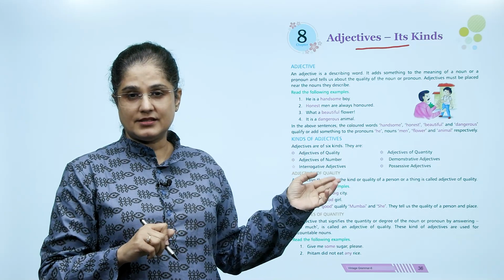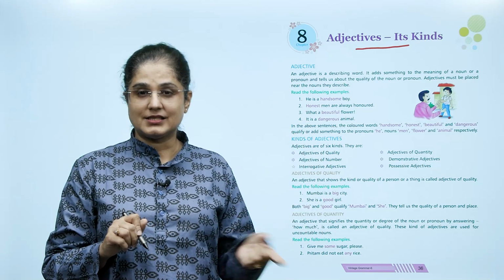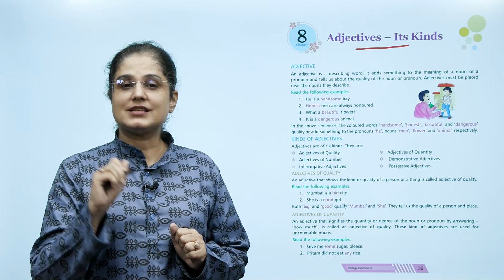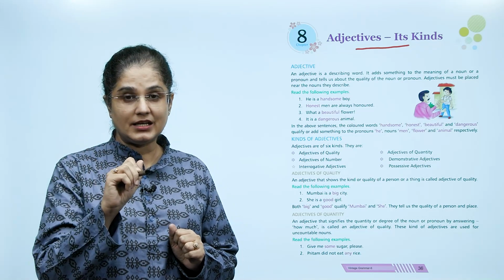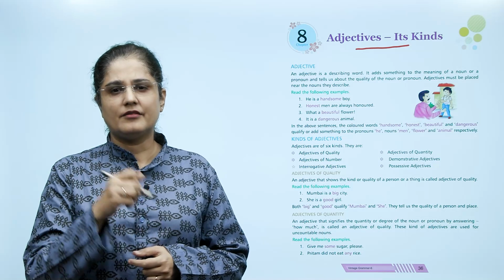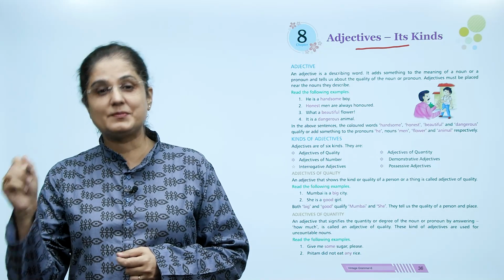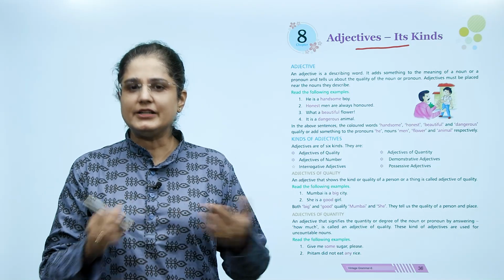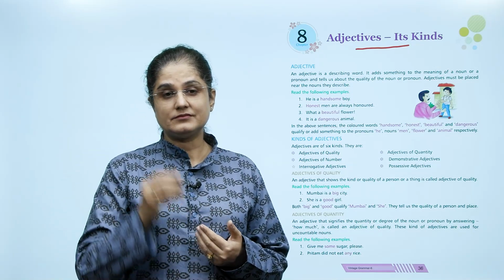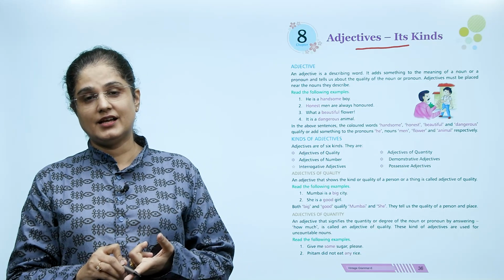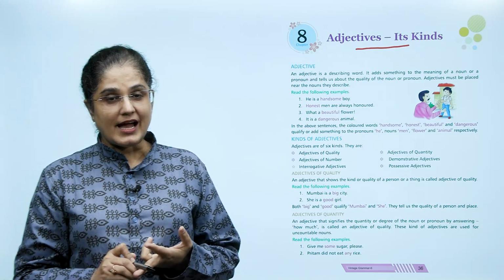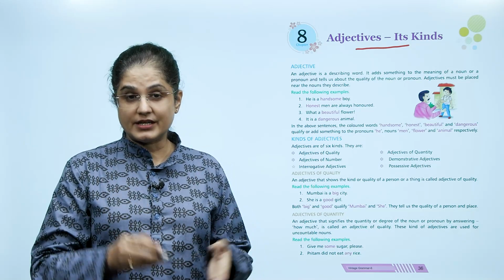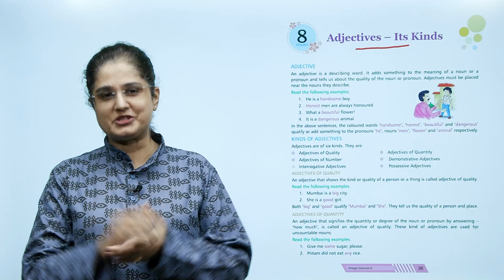So in these sentences, handsome, honest, beautiful, dangerous, they qualify or add something to the pronoun he or the nouns men, flower and animal respectively. So these are adjectives. Now what are the different kinds of adjectives? They are adjectives of quality, adjectives of quantity, adjectives of number, demonstrative adjectives, interrogative adjectives and possessive adjectives.